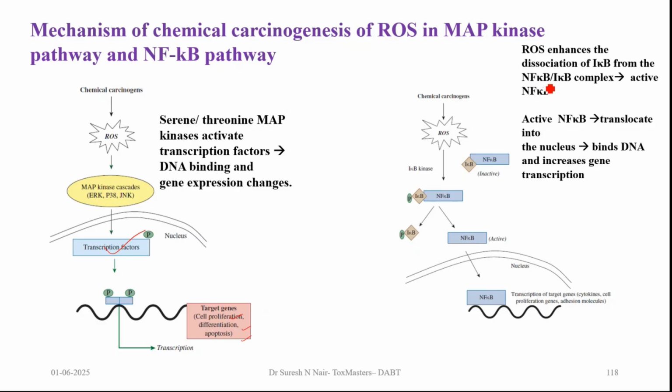Then in the same way, the NF-kappa B pathway: the chemical carcinogens will activate the ROS, then NF-kappa B, and this NF-kappa B undergoes two pathways. Among these, the more carcinogenic pathway will go and bind with the nucleus. It will cross through the nuclear membrane, and that will activate transcription. So that will elevate the cytokine levels, then cell proliferation genes, adhesion molecules, everything will be increased, which is a classical pathway happening in the progression phase of tumorigenesis.